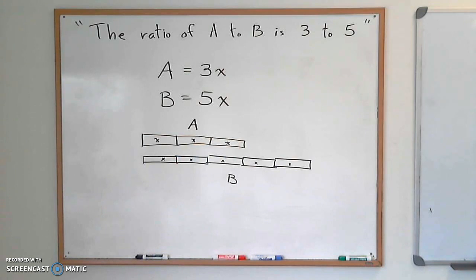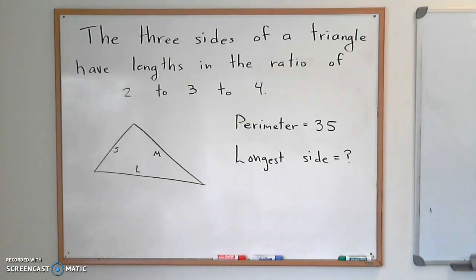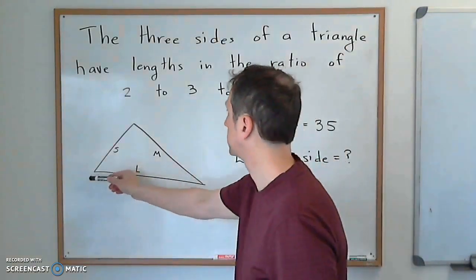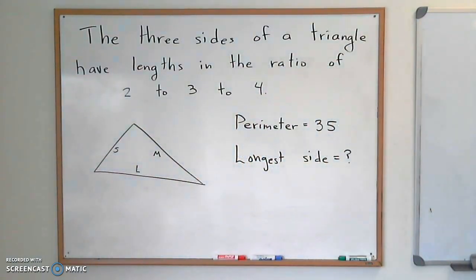And this one is actually going to involve a multiple ratio, not just the ratio of two numbers, but the ratio of three numbers. The three sides of a triangle have a ratio of 2 to 3 to 4. Which is drawn here. And then suppose that there's a question that asks for the perimeter of this triangle, which means the distance around the triangle. And the question would be, what is the longest side?